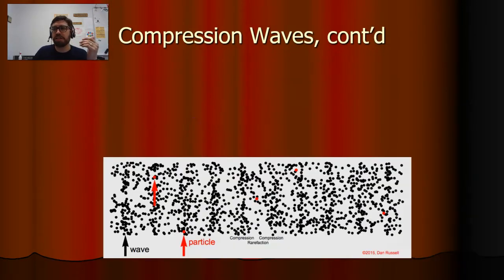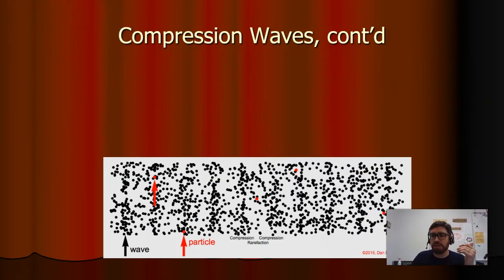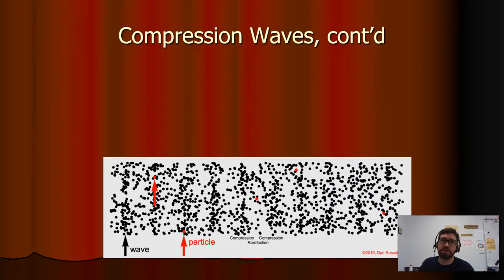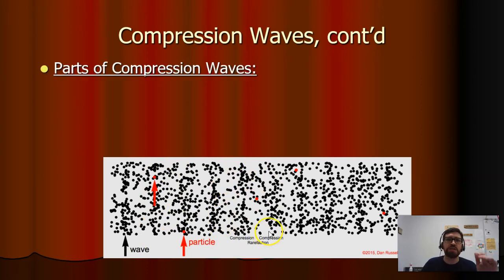Last part of this video, I need to talk about the parts of a compression wave, just like we talked about the parts of a transverse wave, but this one is a little bit easier. So draw something like this in your notes. Pause the video if you need to as well. I know this is a little bit more difficult. Even if you just want to draw lines that represent what we're going to call compressions, that's fine as well.